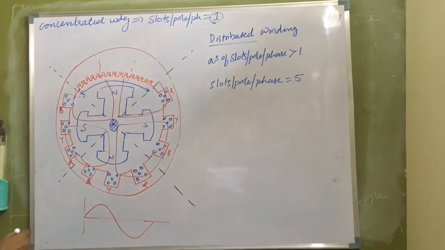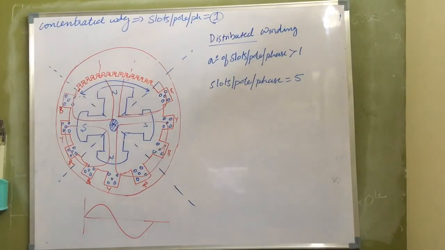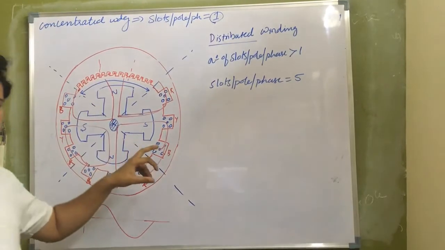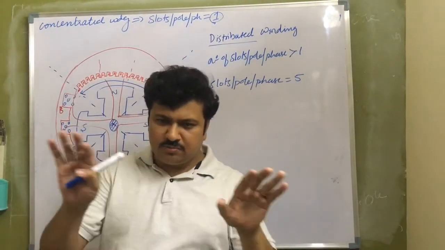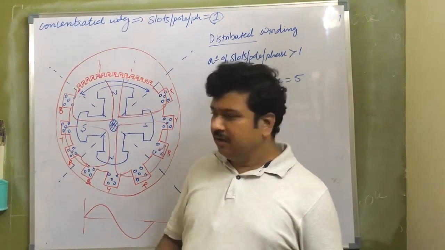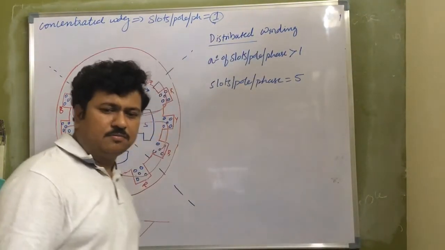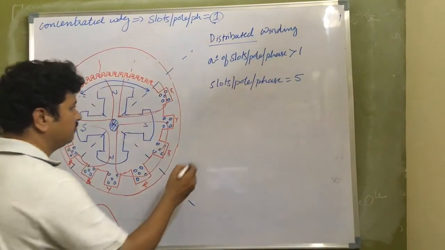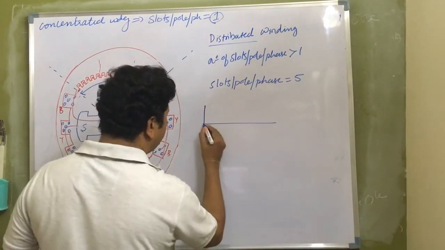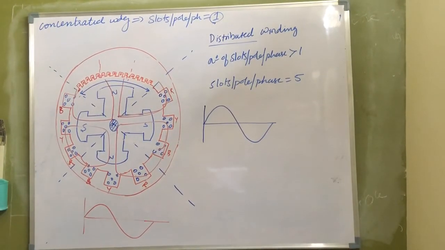So now these slots will carry only one conductor per pole per phase. All the conductors per pole per phase are not put in only one slot. They are distributed among various slots under the same pole, same phase. Hence we call this type of winding distributed winding. With this distributed winding, the induced EMF is a pure sinusoidal waveform.